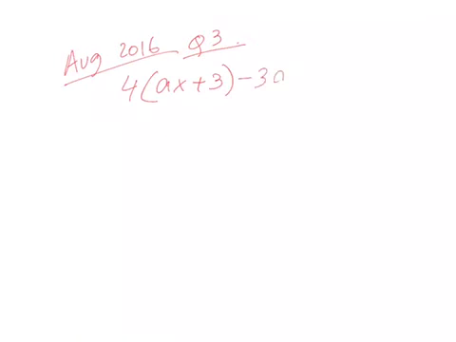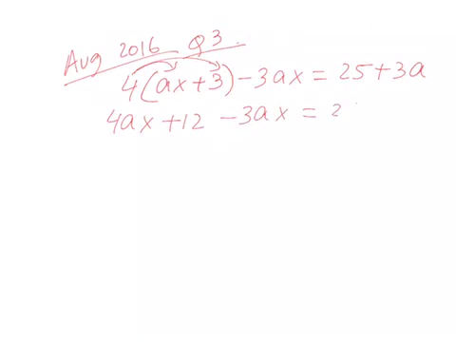So we've got August 2016 question 3. This is a question about this equation: 4ax plus 3 minus 3ax is equal to 25 plus 3a. Then we can distribute and simplify as we go along. So we would get 4ax plus 12 minus 3ax is equal to 25 plus 3a.